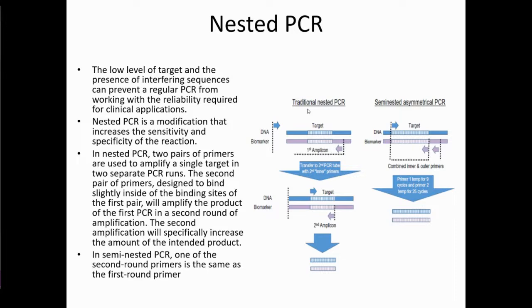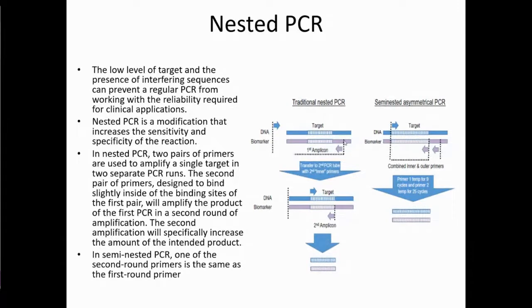And the only major concern for this method is the contamination that can occur during the transfer of the first round product to the second tube for the second round of amplification. That's the major concern, because you have to perform these 2 different rounds and transfer the product from the first round to the second round. Then you might introduce contamination. So in the traditional nested PCR, you have two sets of primers. One set is outside, and then the second set of primers will be inside the product from the first primers.